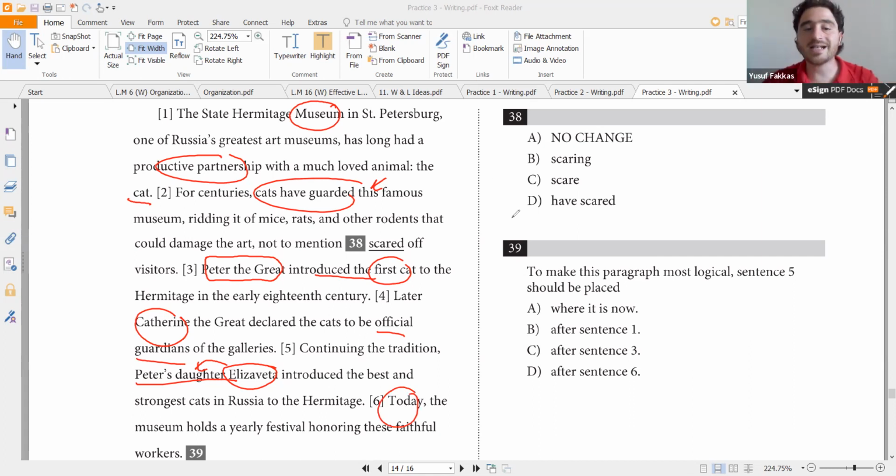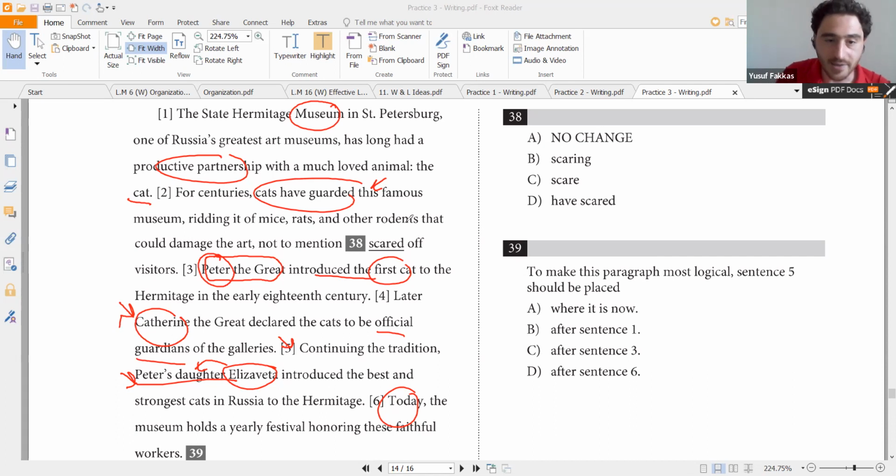Now, the sentence we are asked about again, it's sentence number 5. Sentence number 5 is talking about Peter's daughter. So here I have Peter, and then I have Catherine, and then I have Peter's daughter. What is that logical sequence? Can you tell me? Isn't it supposed to be Peter then his daughter? Exactly. That's the logical sequence. We have Peter, his daughter, and then Catherine.